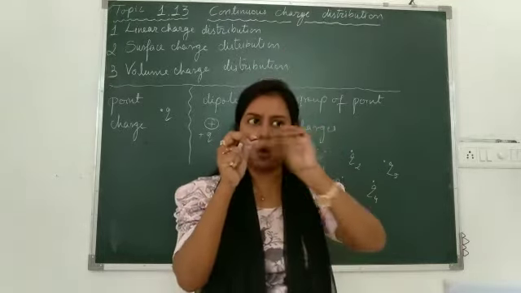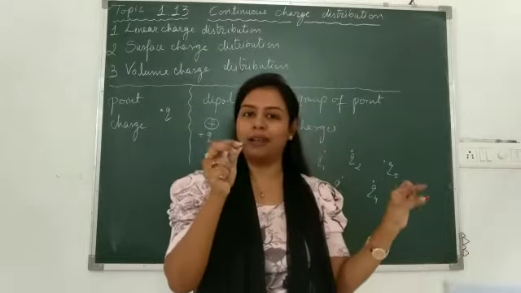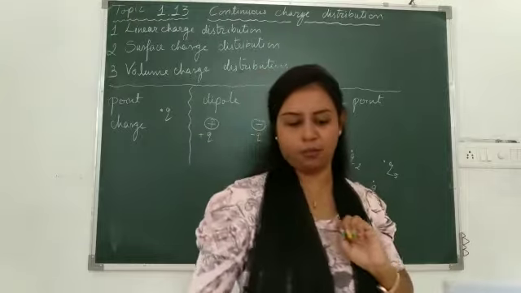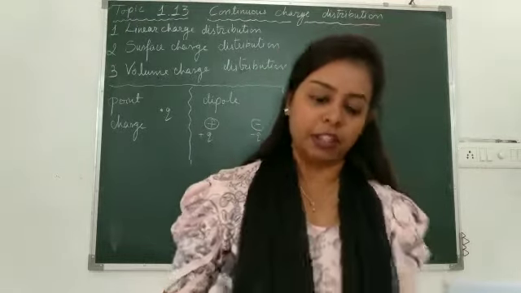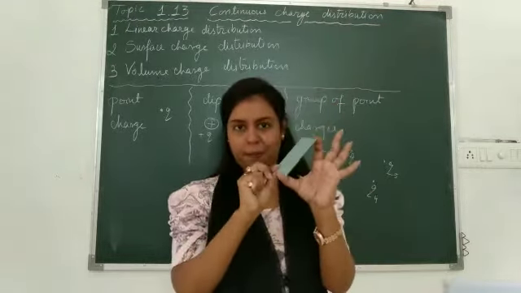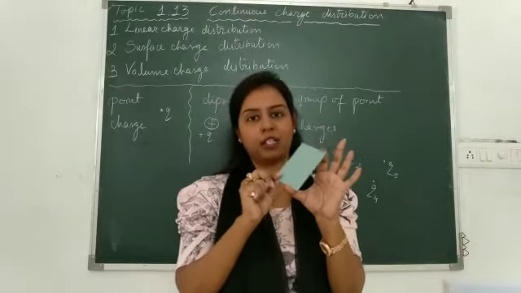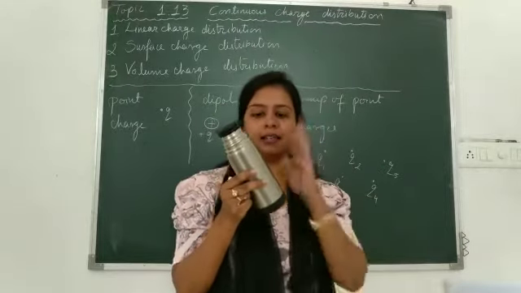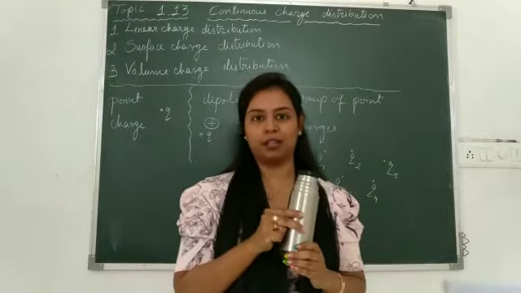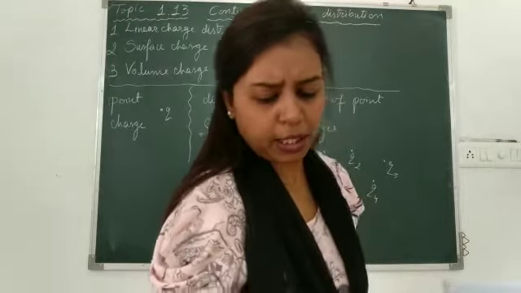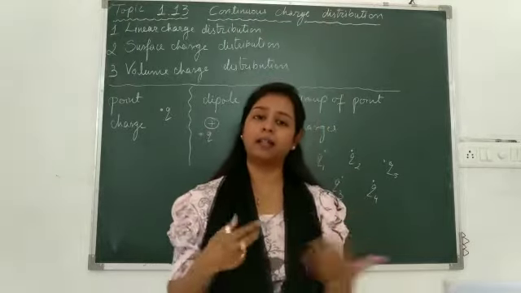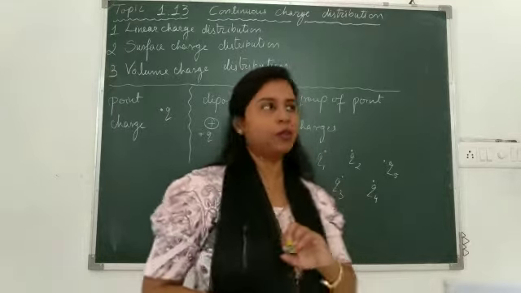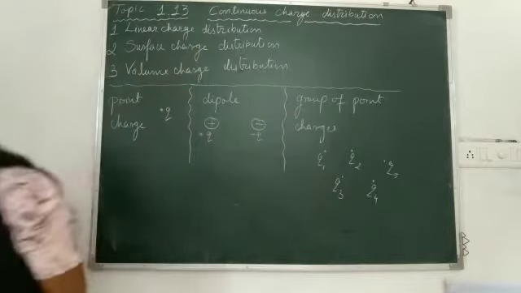I will show you what a linear charge distribution is. Suppose I have a long wire which is uniformly charged, then this can be considered as a linear charge distribution. Suppose I have a charged sheet like this, then it is known as surface charge distribution. And suppose I have a charged body like this, then this can be considered as volume charge distribution. So in actual practice, we need to calculate electric field due to these kinds of charged bodies at a given point around them. So first we'll start with linear charge distribution.